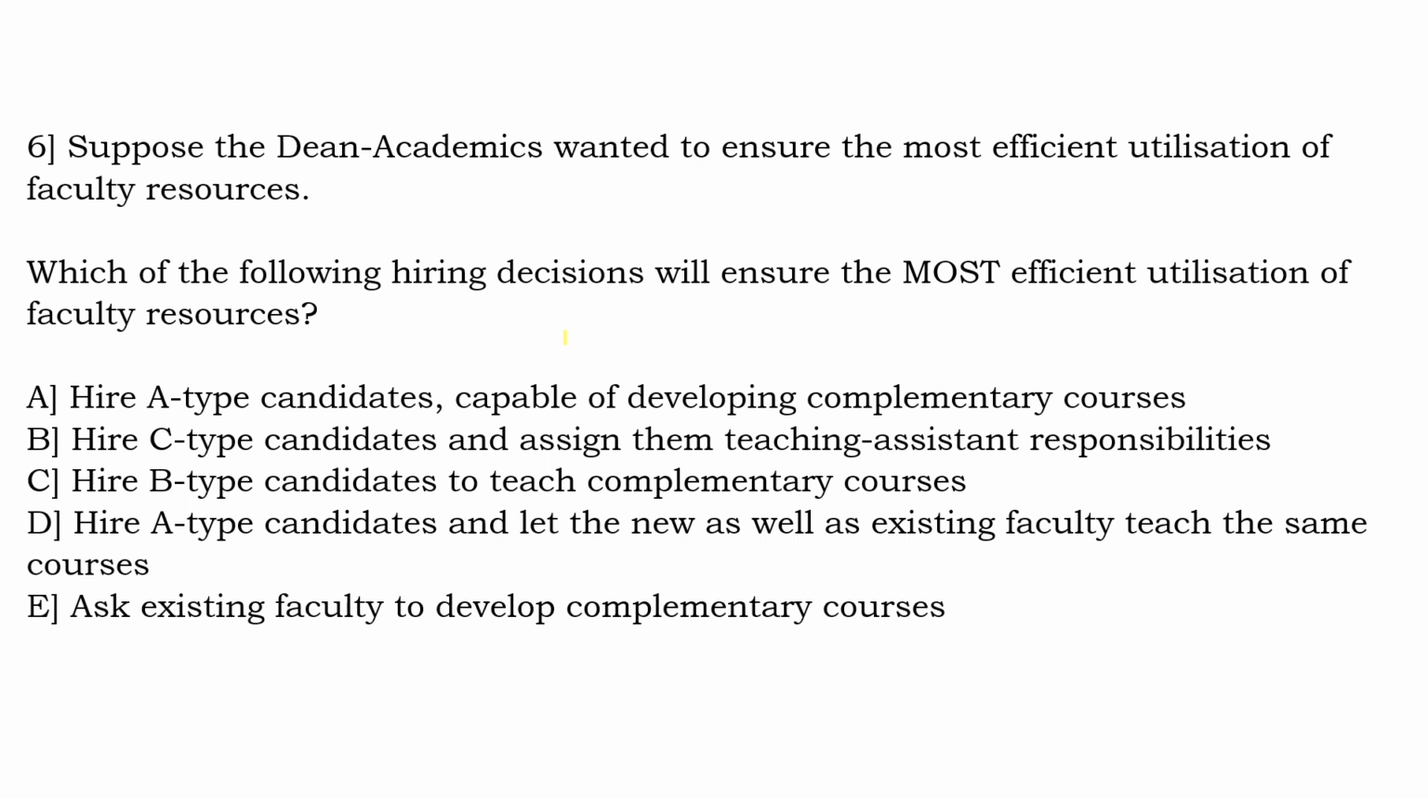Option E, ask existing faculty to develop complementary courses. From the passage we know that existing faculty are not very good at developing complementary courses, because if they had been good at it, this issue should not have come up in the first place. But since the college is facing the issue of upgradation, it means that the existing faculty members are not able to develop complementary courses. So asking them to do something that they are not capable of doing is not an efficient utilization of faculty resource.